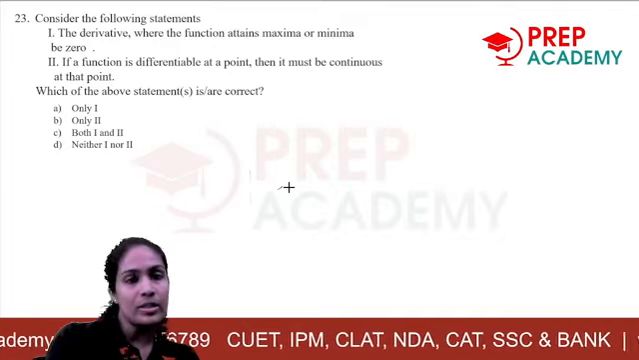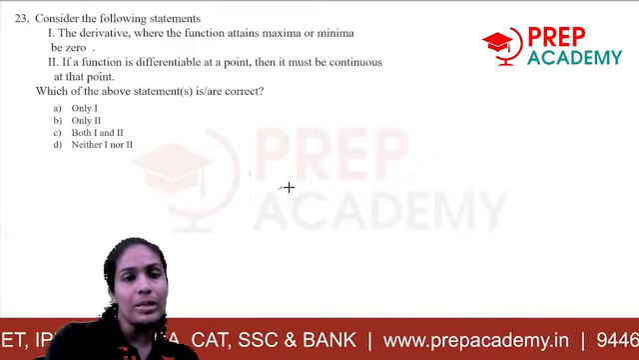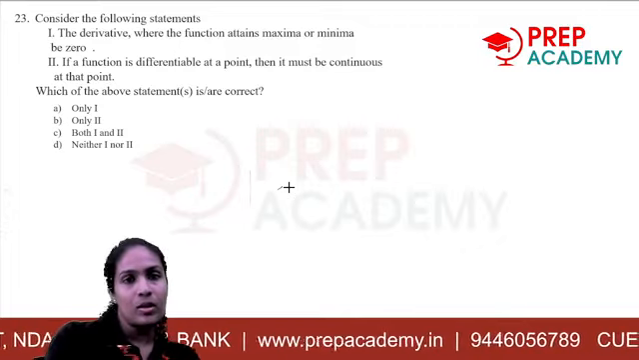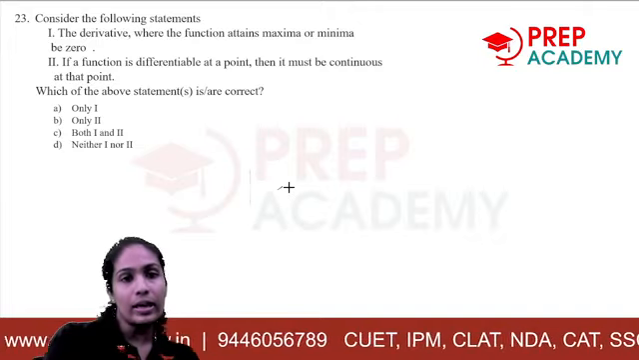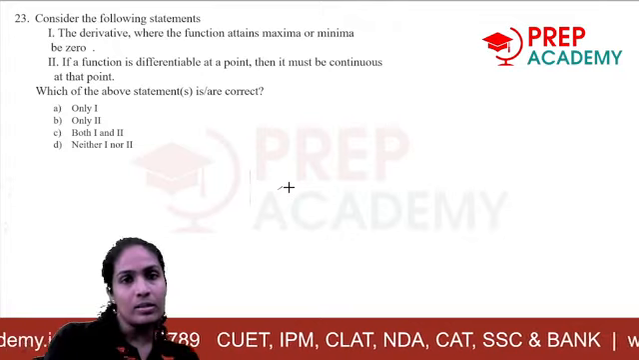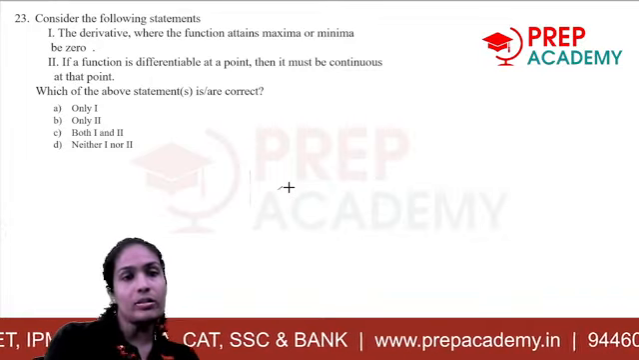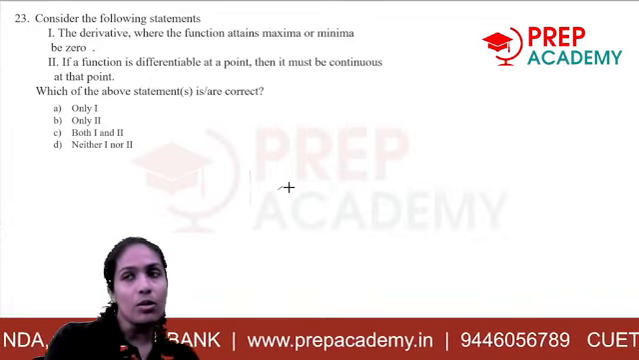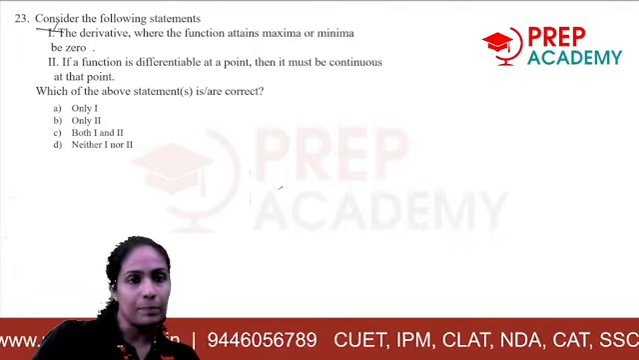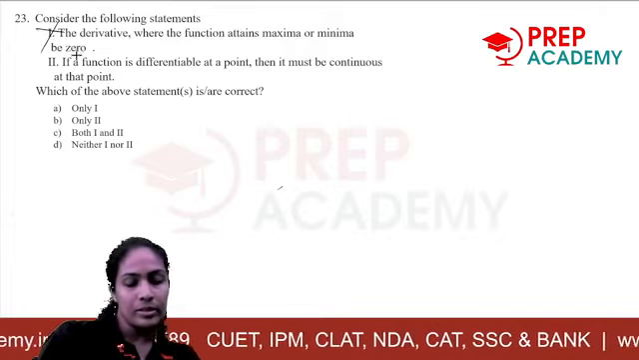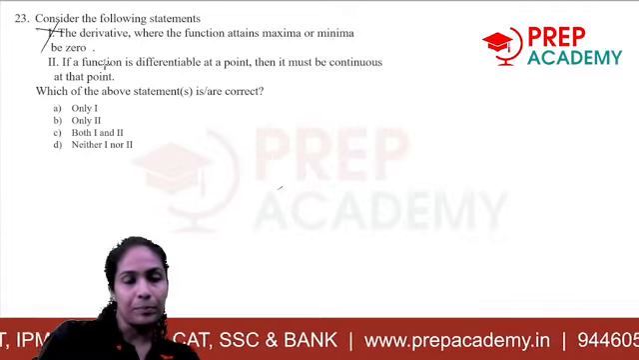The first statement says that the derivative where the function attains maximum or minima is 0. According to the definition, a function attains minima if the second derivative is greater than 0 and maxima if the second derivative is less than 0. If the derivative is equal to 0, that means that point is a critical point. So the first statement is not correct.